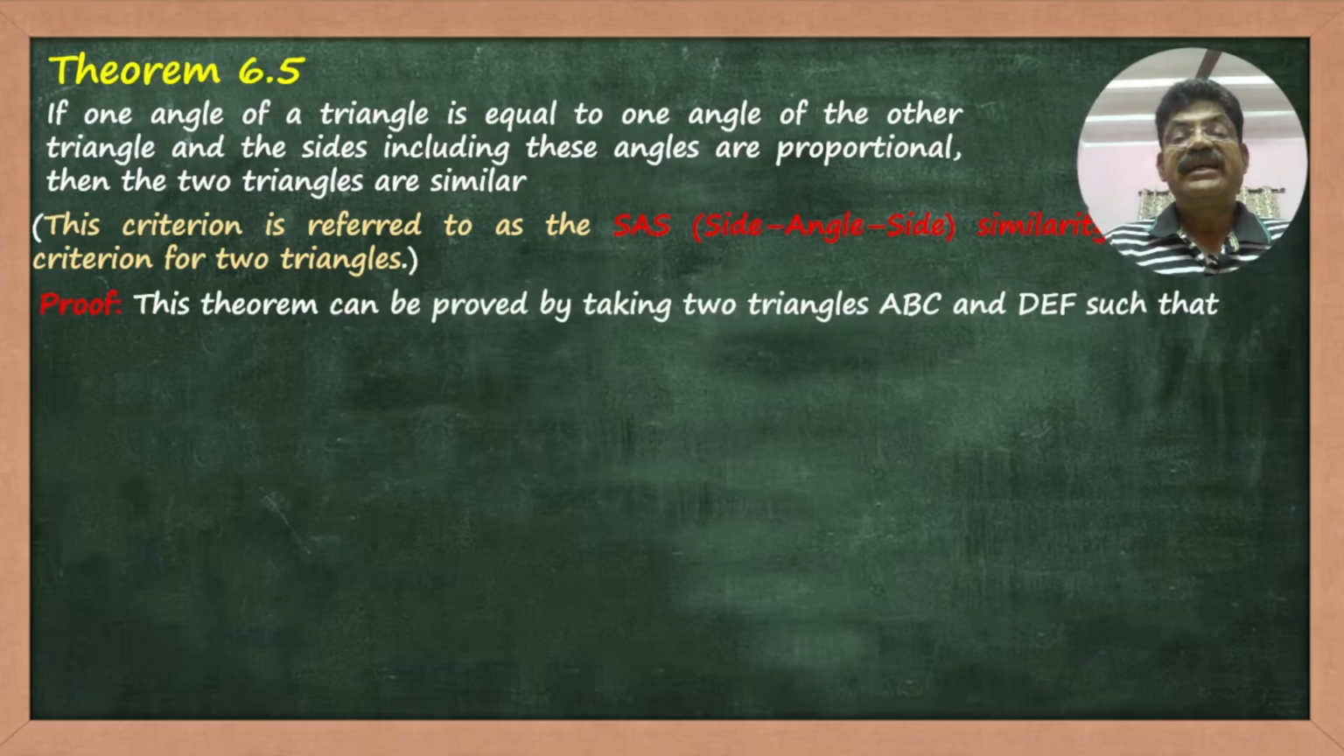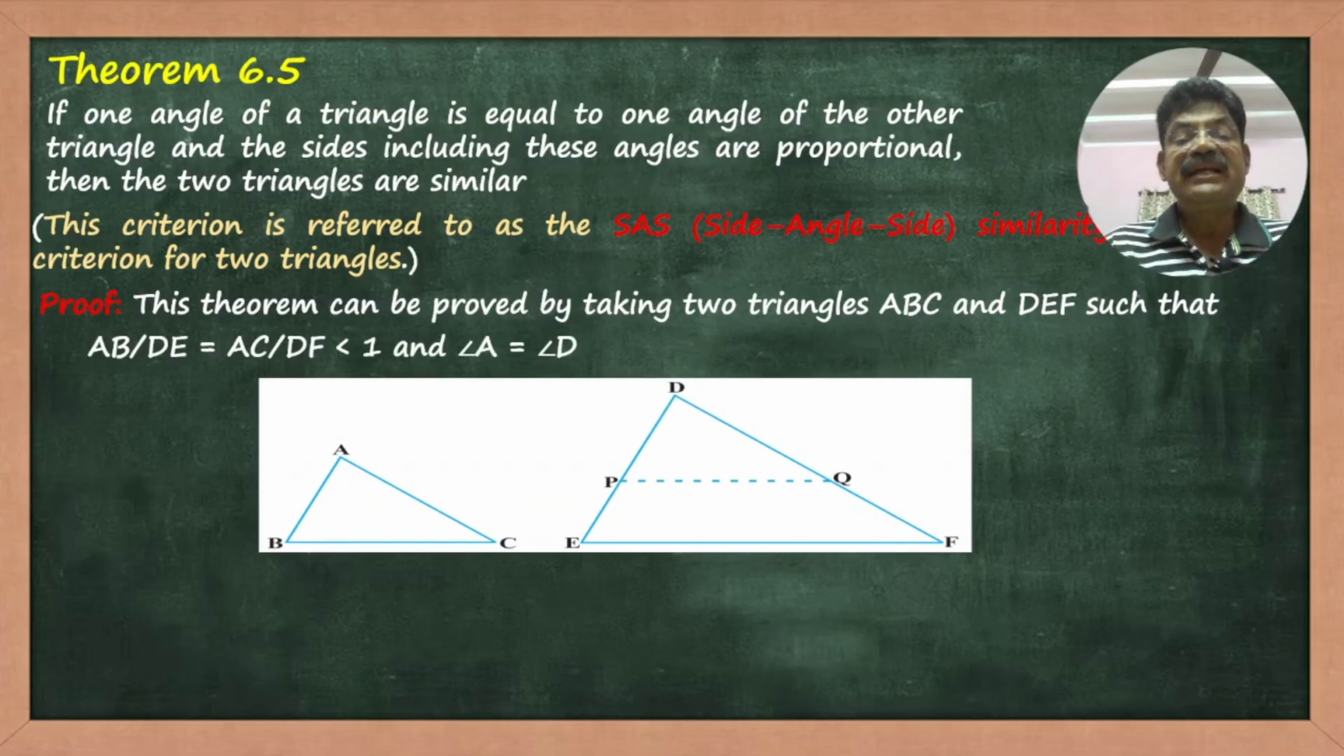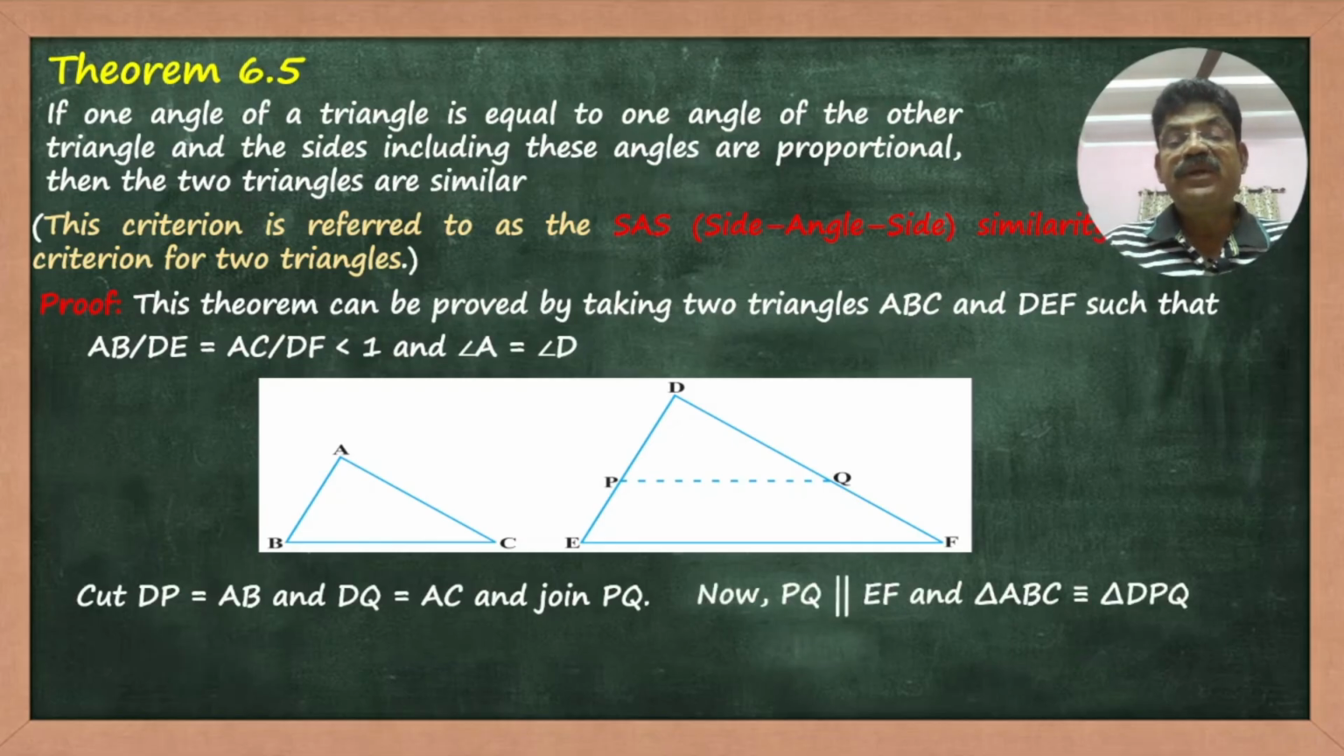You take two triangles ABC and DEF such that AB by DE is equal to AC by DF less than 1 and angle A is equal to angle D like this. As usual, ABC is a smaller triangle, DEF is a bigger triangle. Therefore, you take points P and Q such that DP is equal to AB and DQ is equal to AC and join PQ. Now, PQ is parallel to EF and a triangle ABC is congruent to triangle DPQ.